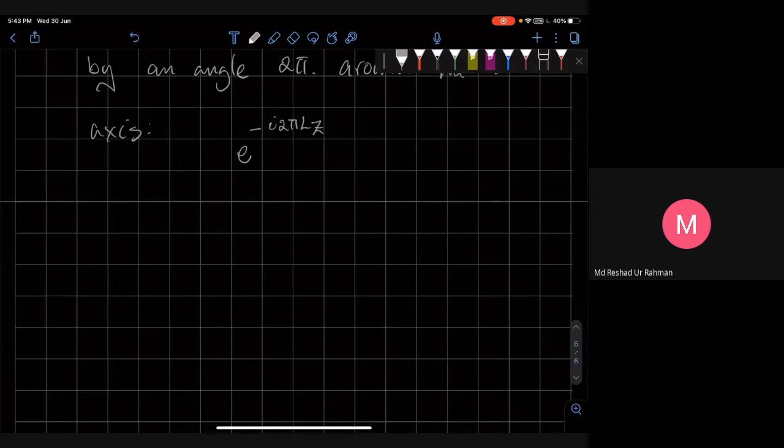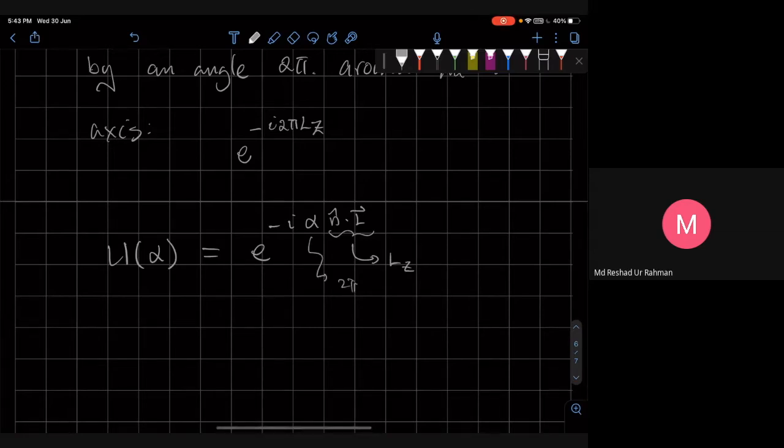Okay, is that clear? Why this is the case? Because we saw that the operator that translates by this angle is e to the power minus i alpha n dot L. And here we are taking the n direction to be the z direction. So this is Lz. And the angle, we are taking this to be 2 pi. So this operator becomes this operator. Is that clear? Yes, sir. Okay, good.